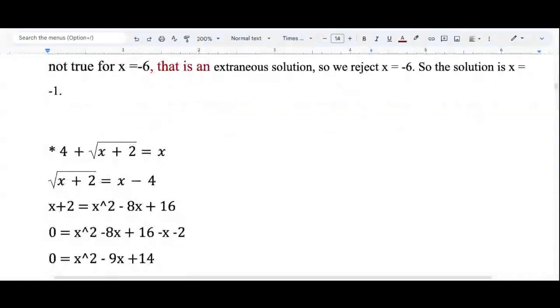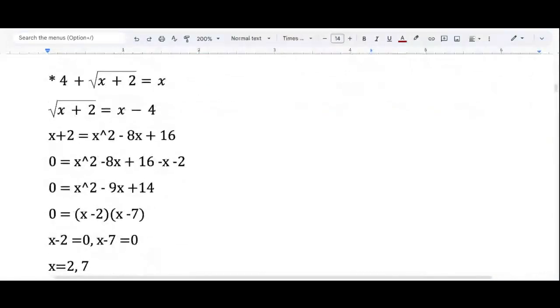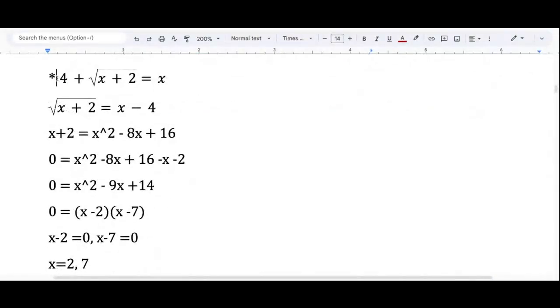Okay, let's see more examples. Let's see this example. We have x plus square root of x plus 2 equals x. We want to single out the square root of x plus 2. So what do we do? We subtract 4. We move this 4 to the right-hand side. So then this changes to square root of x plus 2 equals x minus 4.